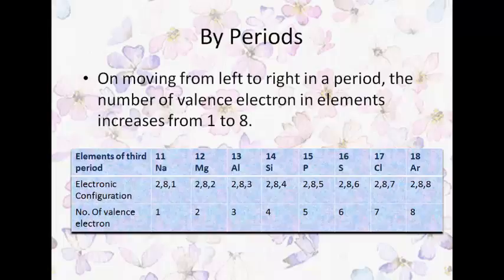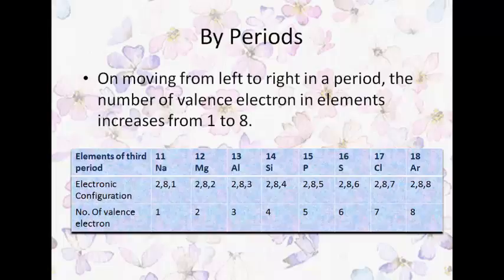That is, the first element in every period has one valence electron and the last element in every period has 8 valence electrons, except the first period where the last element helium has 2 valence electrons. That is the exception. Friends, now please note that the electronic configuration of elements in the period changes in such a way that the number of electrons in the outermost shell of their atom increases from 1 to 8. You can see here, I have sodium, magnesium, aluminium, silicon, phosphorus, sulfur, chlorine and argon, and with their respective electronic configurations, you can see the outermost shell having valence electrons as 1, 2, 3, 4, 5, 6, 7, 8 respectively.